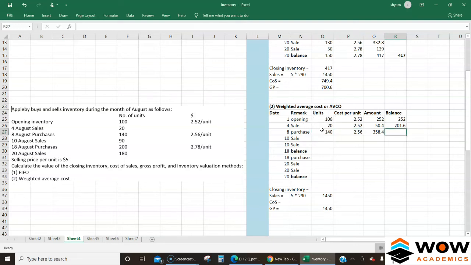$358.4. So what would be the balance? The balance would be this number plus this number. Okay, it would be 560.